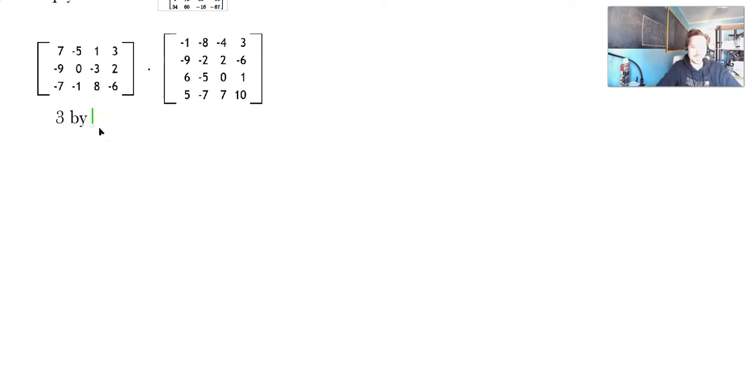It's 3 by 4. 3 rows by 4 columns. This matrix on the other hand, as you can see, is 4 by 4. 4 rows by 4 columns. That means they can be multiplied. And the way to generate the entries is as follows.